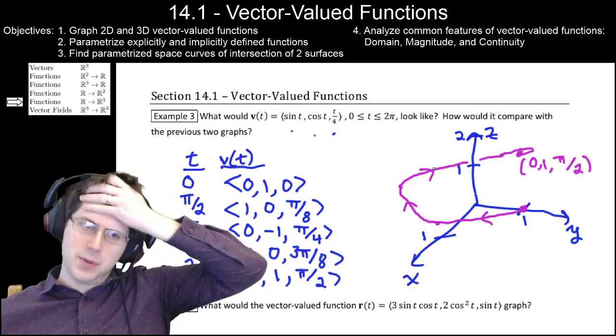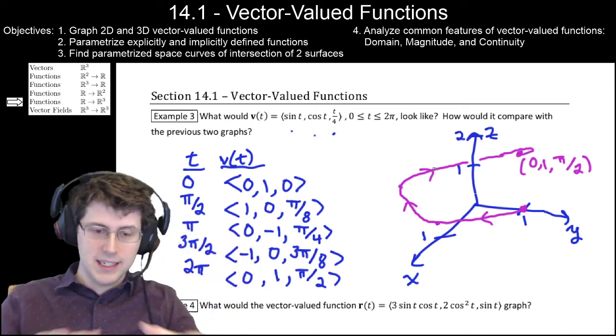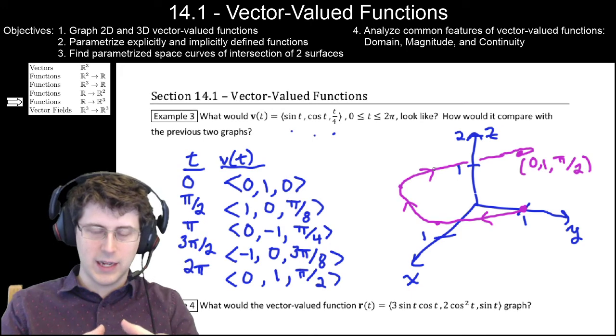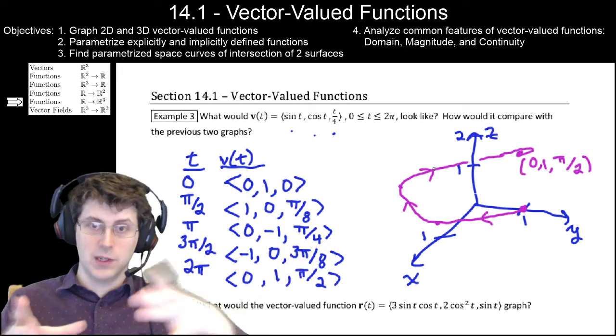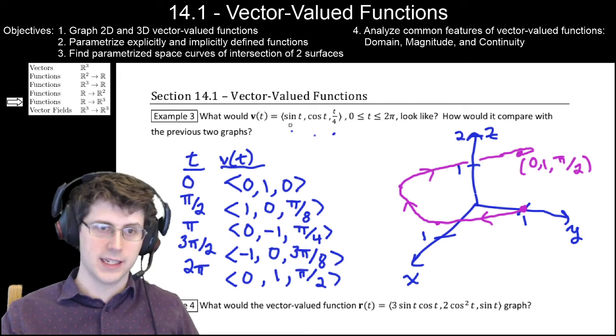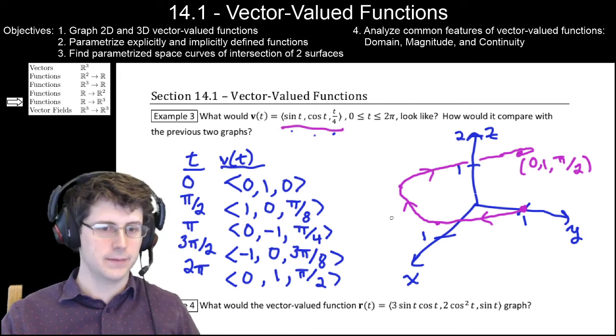How does it compare with the previous two graphs? Well, the x's and y's only ever get out to 1, where on the previous graphs, sometimes the x's and y's got out to 3 or 5, so those were larger spirals. This is all encoded inside this vector-valued function.